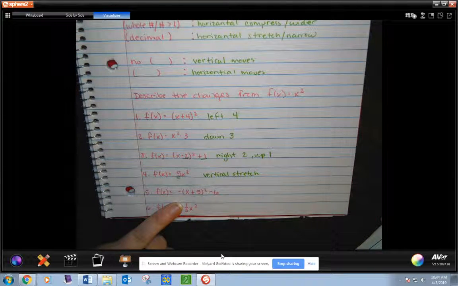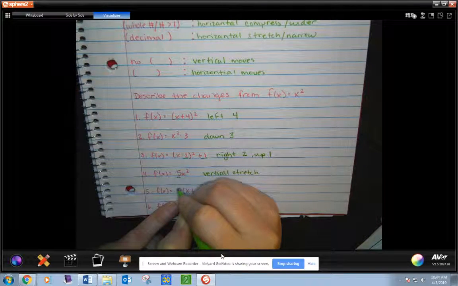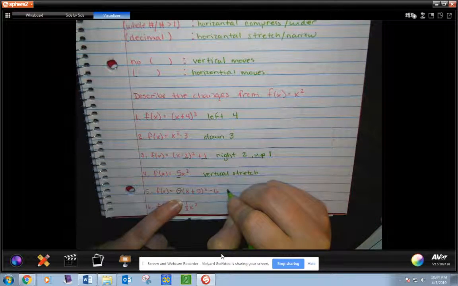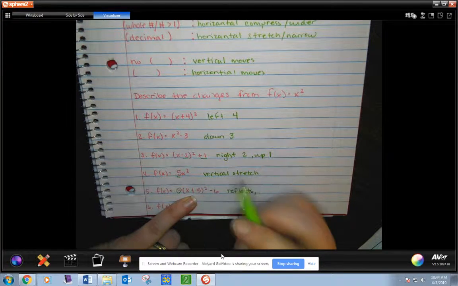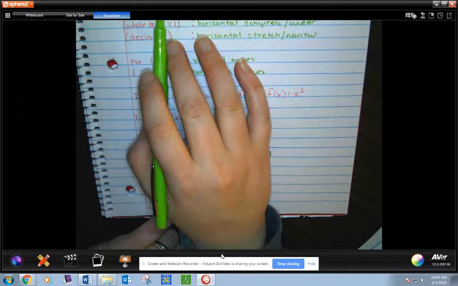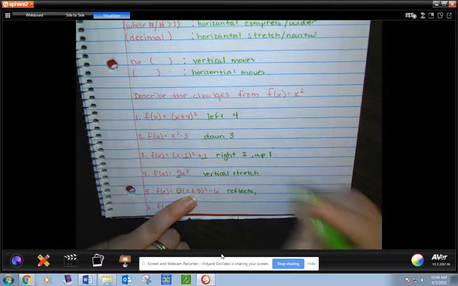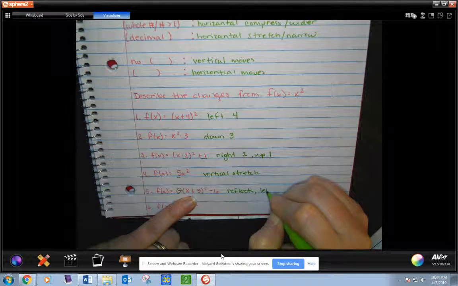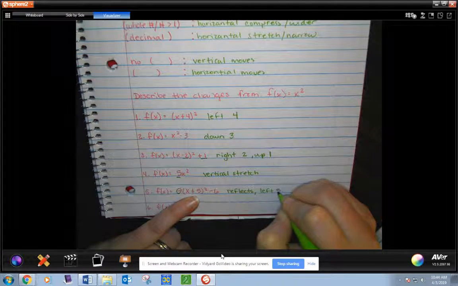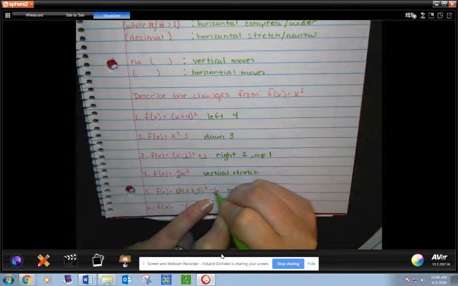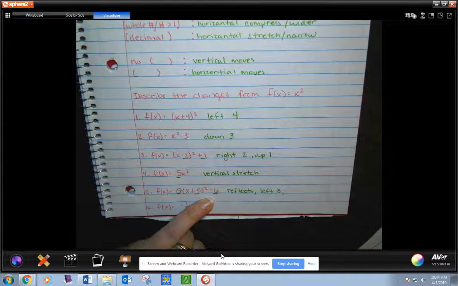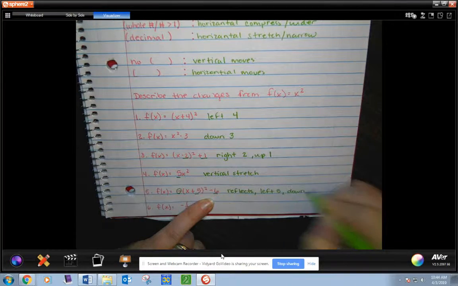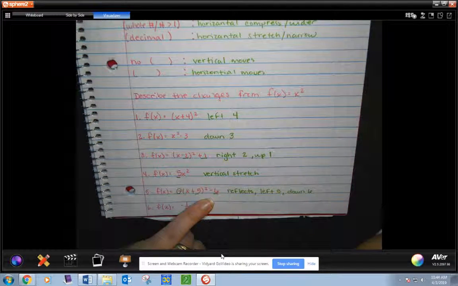Okay, for number 5, I have negative x plus 5 squared minus 6. Well, the first thing I have is this negative. A negative is a reflection, so I'm going to put reflect. A plus 5 in parentheses. Go up to your cheat sheet, find the plus in parentheses. That's a horizontal shift, and it says it's left, and then I pull the number 5. A minus 6, this is a minus without parentheses, so I find minus without parentheses, and that's a vertical shift, and it says down, and down 6, because that's the number that's there.